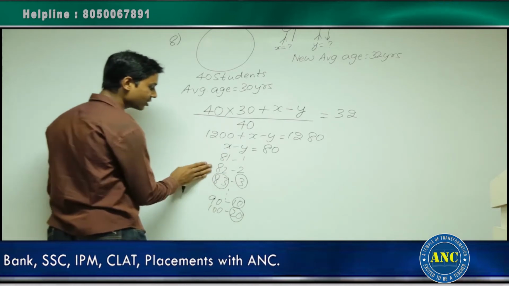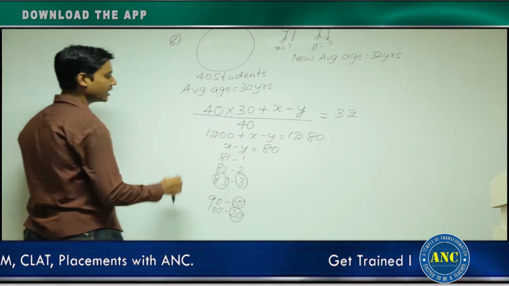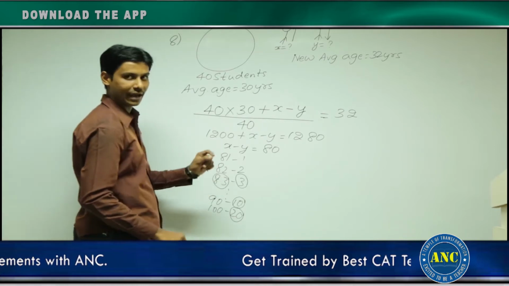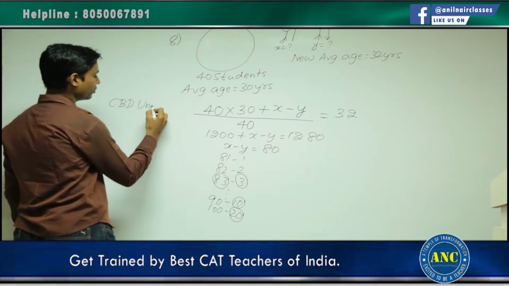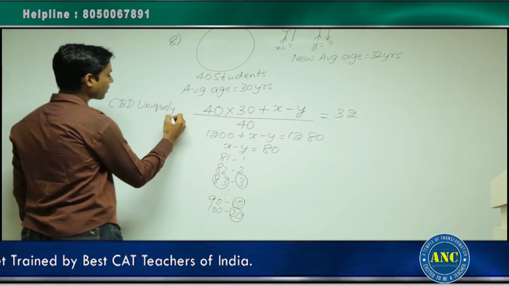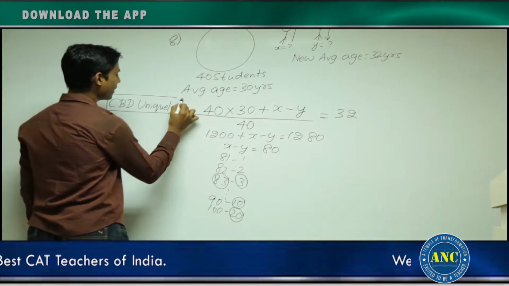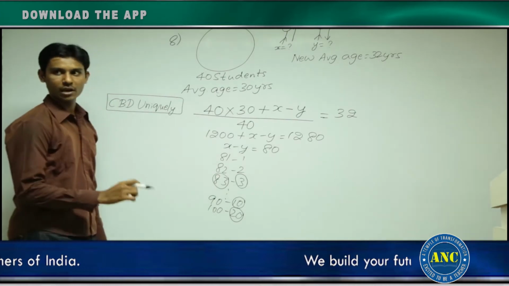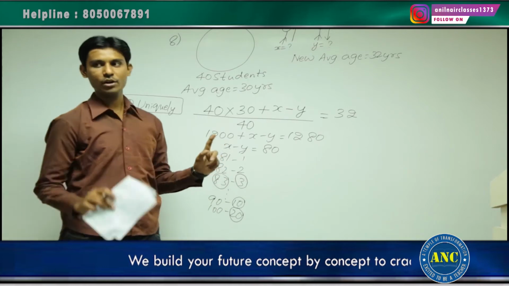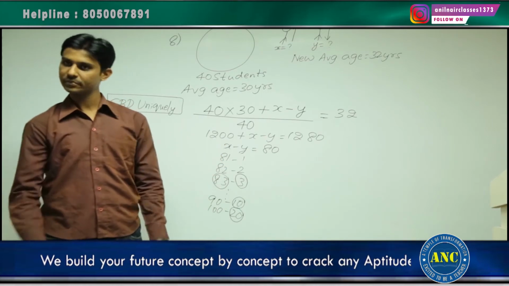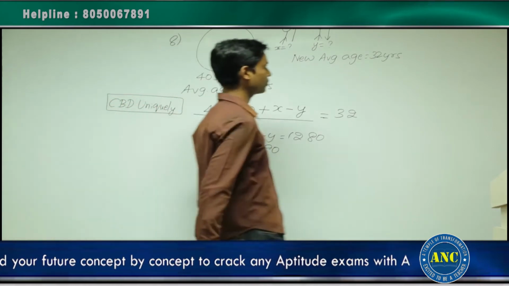That means, because there is no information about the value of x, the answer for this question is cannot be determined uniquely. You cannot uniquely determine the value of y in this case. Clear with the approach? At least one person's age should be given. Then only you can calculate the other person's age. Clear with the approach? Please write down.